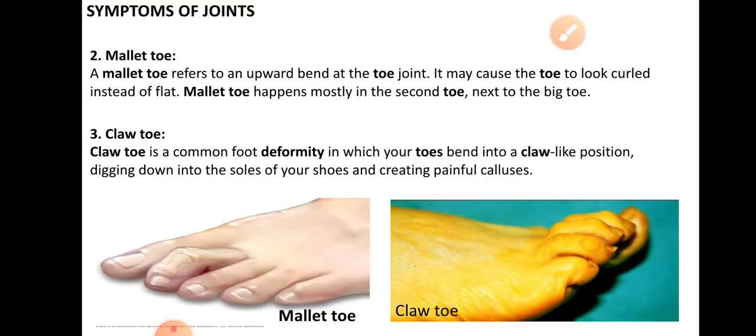Next is mallet toe. A mallet toe refers to an upward bend at the joint. It may cause the toe to look curled instead of flat. Mallet toe happens mostly in the second toe next to the big toe. The third deformity in the foot is claw toe. Claw toe is a common foot deformity in which your toes bend into a claw-like position, digging down into the soles of your shoes and creating painful calluses. So I have the pictures for both. First is mallet toe and the second is claw toe.